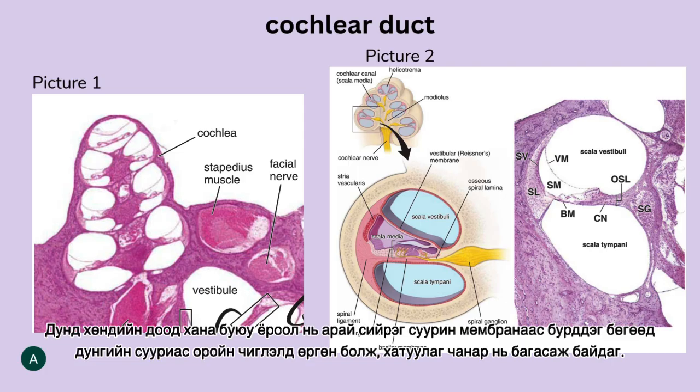The lower wall or floor of the scala media is formed by a relatively flaccid basilar membrane that increases in width and decreases in stiffness as it coils from base to apex of the cochlea.